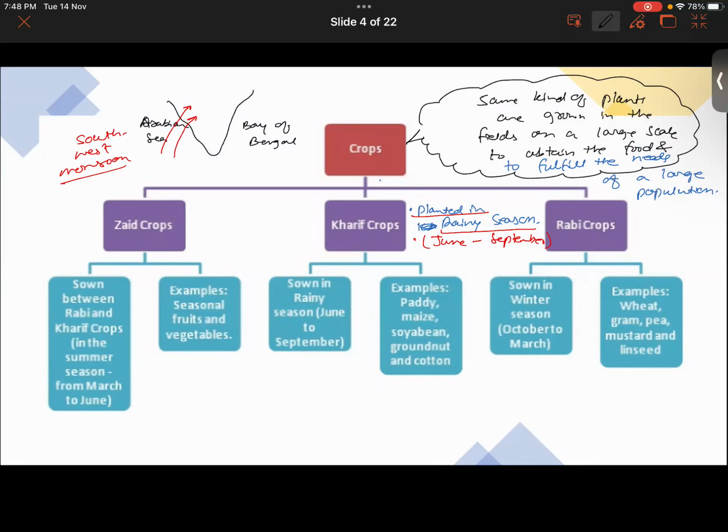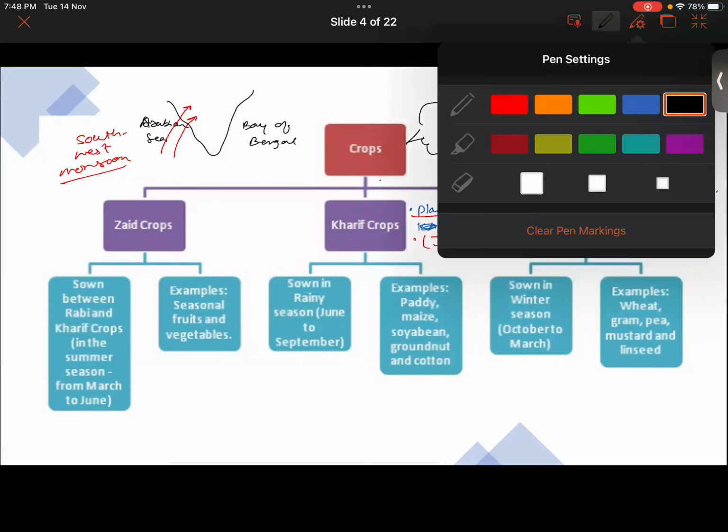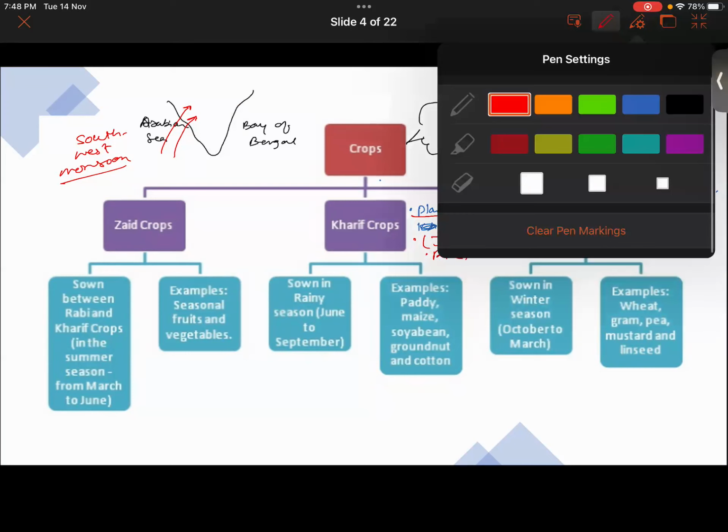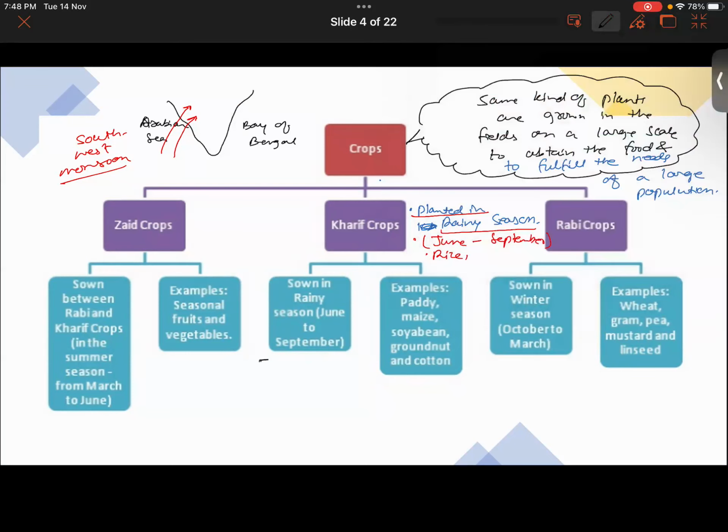For example, what are some of the examples? Can you guys give me examples of some plants which require a good amount of water? The rice. Rice and groundnut. Groundnut. Good. Let me write some examples here. Everyone has to give at least one example.